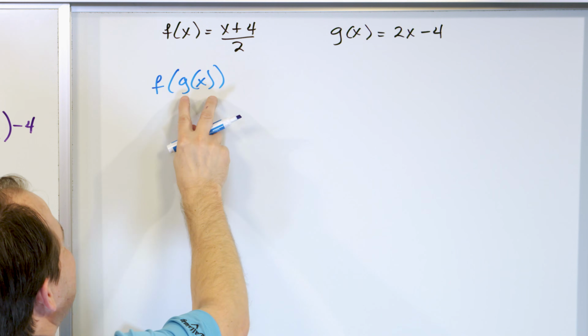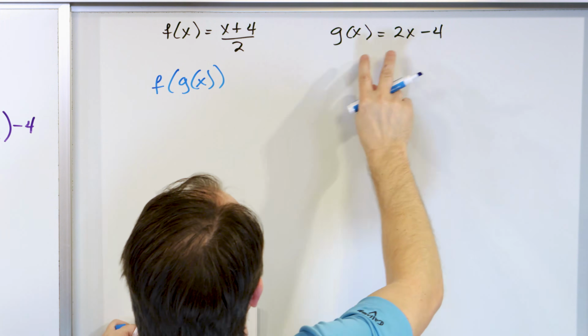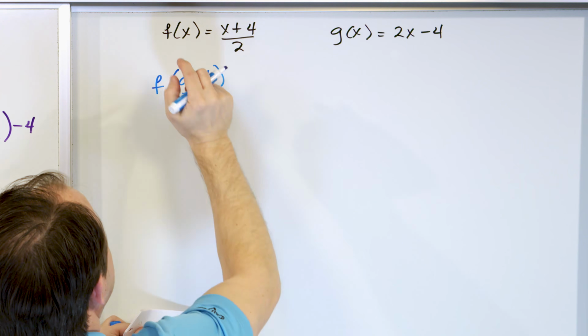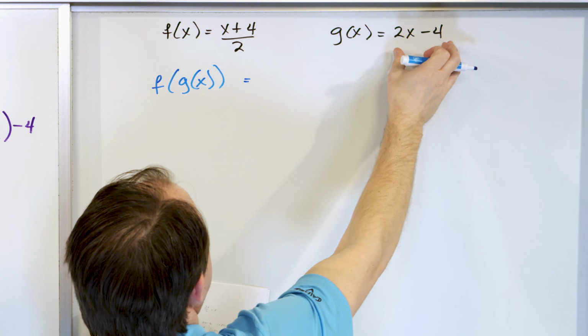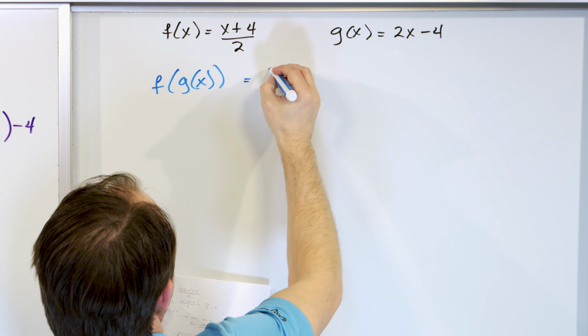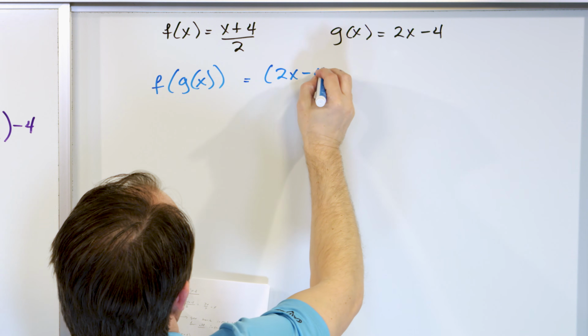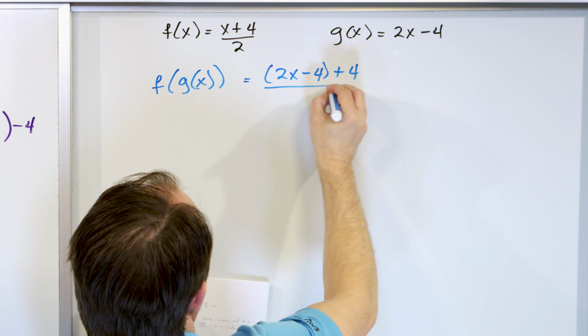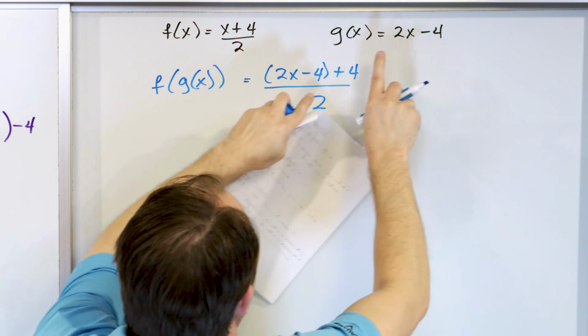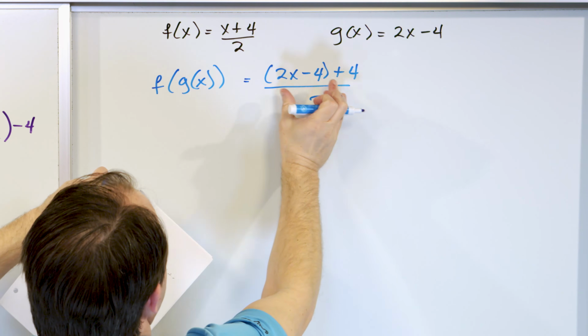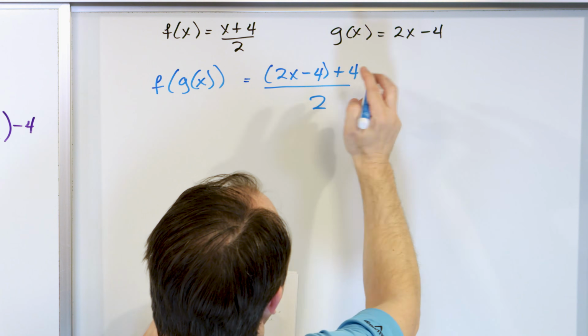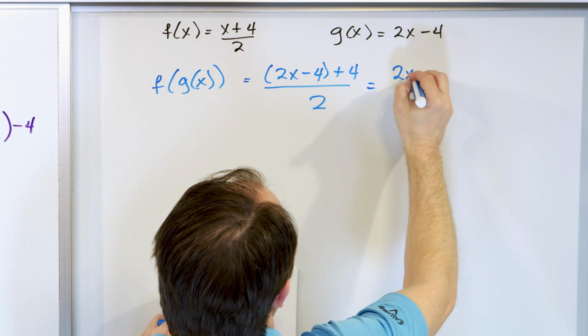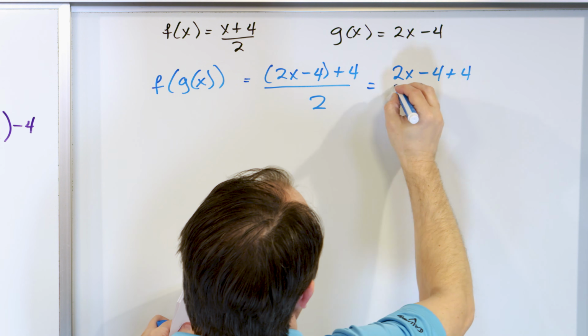So when we put x into g of x, what do we get? We get this. And we have to take this thing and put it into the f location. So that means we have to take this whole thing and stick it where x is. So it'll be (2x minus 4 plus 4) over 2. We just took g of x, whatever it was, and stuck it in the x location right there. Now look at what you have. You can drop the parentheses now: (2x minus 4 plus 4) over 2.